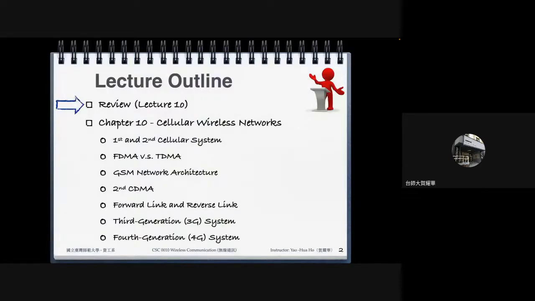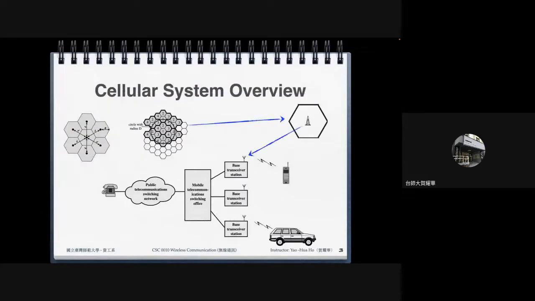Review of last week's lecture. Last week we talked about the cellular network. A cellular network is divided into geographic location areas called cells. Within each cell, you will have a base station. The mobile device will connect to the base station transceiver. The base station transceiver will then connect to a mobile telephone switching office called the MTSO.